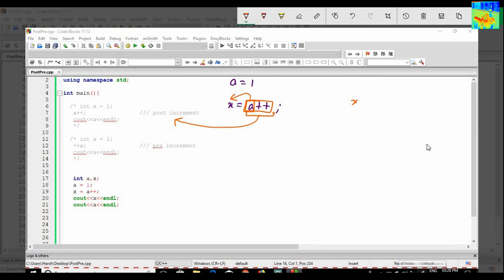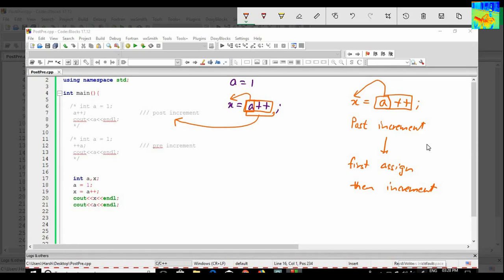Okay, so when you are writing x equals a plus plus, first the value of a is assigned to x, and then the value of a is incremented. That's why it is called post increment. Post increment means first assign, then increment.